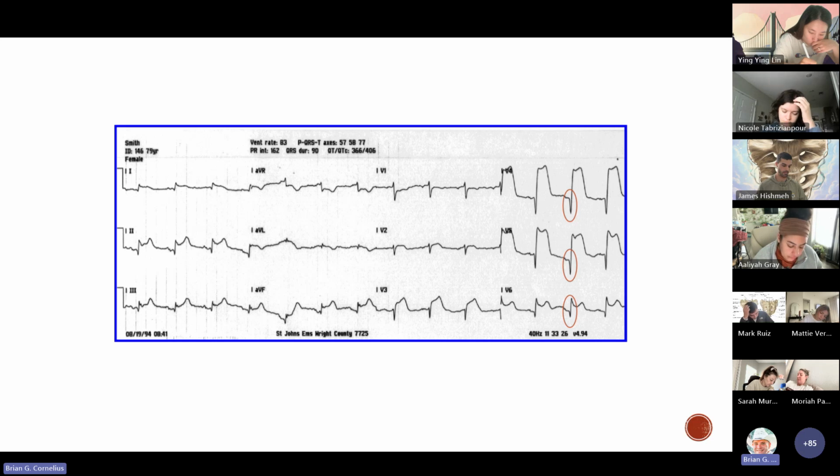Sometimes what will happen is that you have ST elevation and it's somewhat questionable. But if I have reciprocal changes at the same time as ST elevation, that's like confirmation for me.